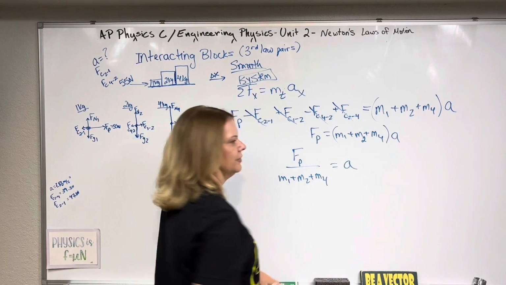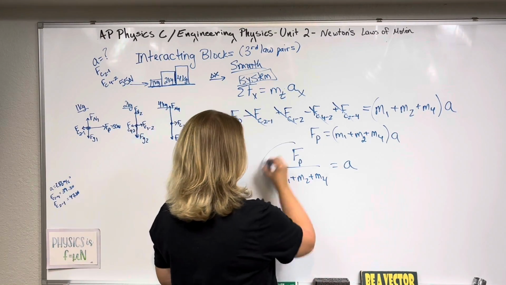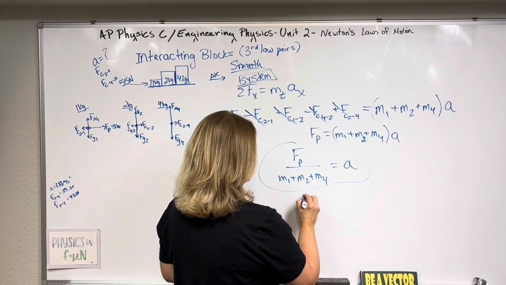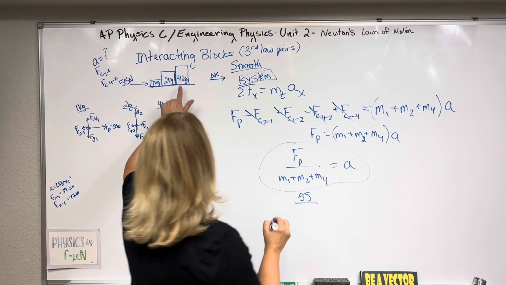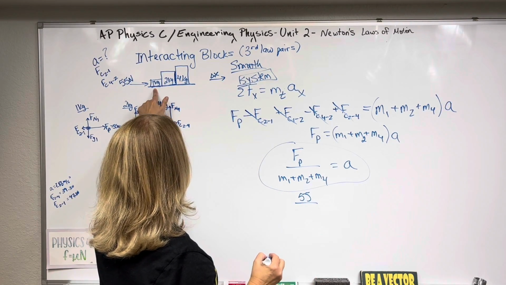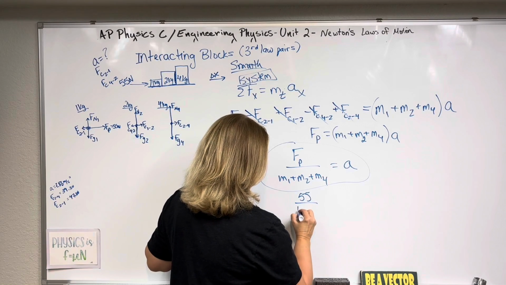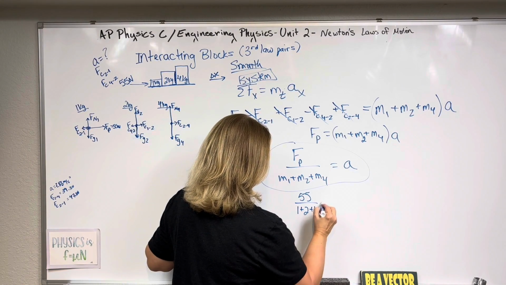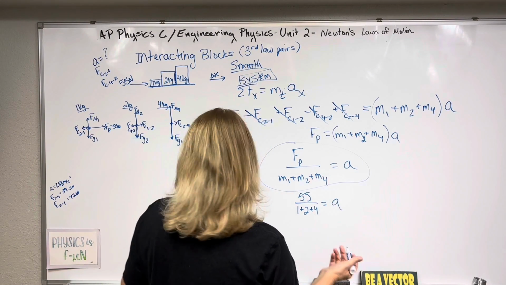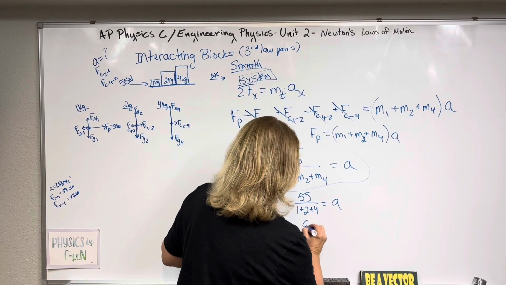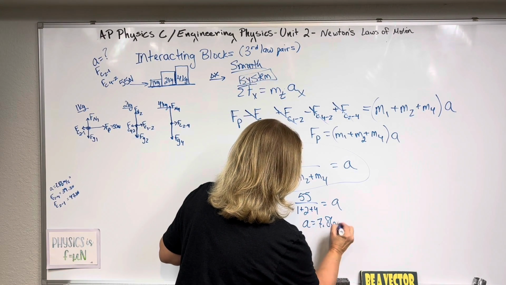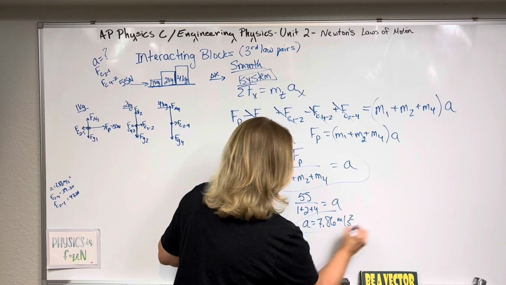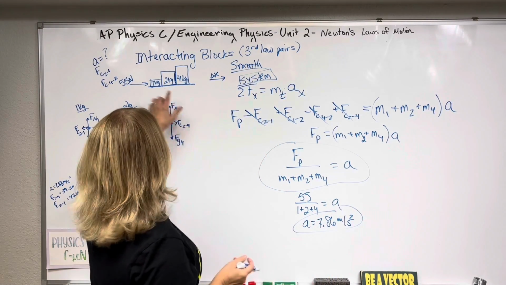Equals acceleration. And that would be an expression if they ask for an expression. If they ask for numbers, it's going to be 55 over 4 plus 2 plus 1, which is 7. So, I'll go ahead and put that in there so we don't skip that. And if you did 55 divided by 7, you get 7.86 meters per second squared. And that's your acceleration. That's the first part they wanted.